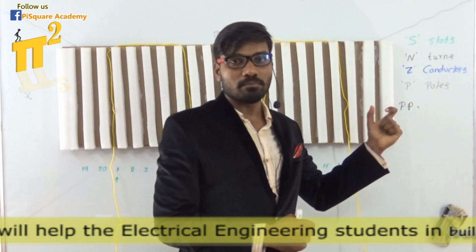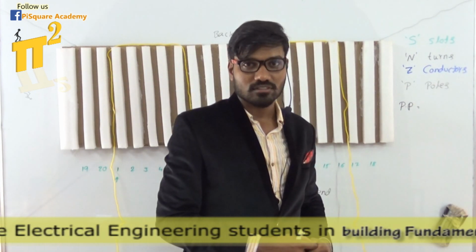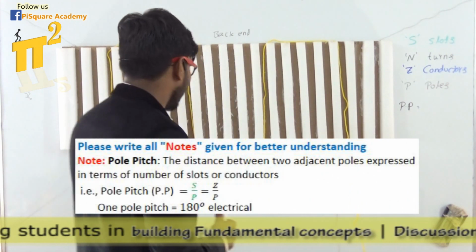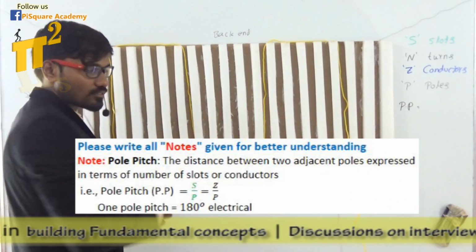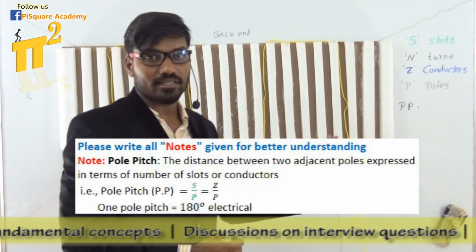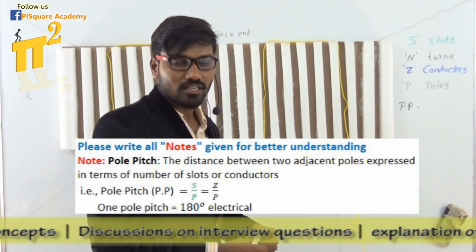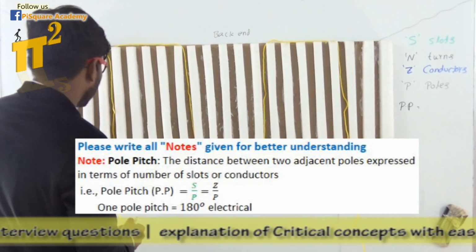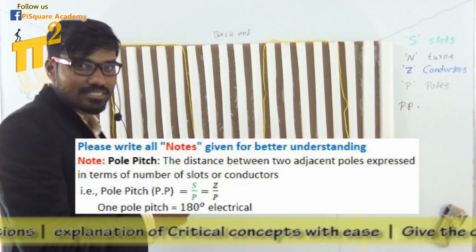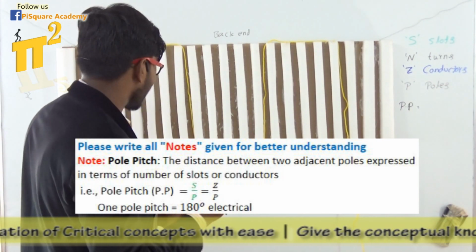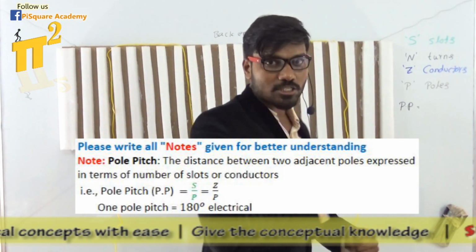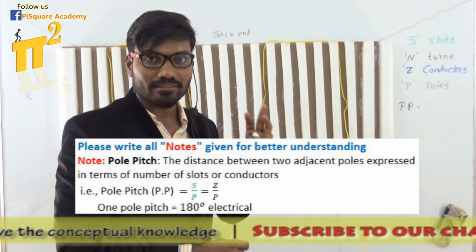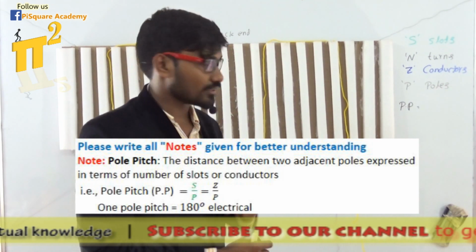But here, how do you measure the distance between 2 consecutive poles? Do you measure in terms of kilometers or meters or centimeters? No, we measure in terms of number of slots, or maybe number of conductors. People may use anything. So how is measuring in number of slots different from number of conductors? Anyway, we'll discuss that a little later. What I'm saying is, pole pitch is the distance between 2 consecutive poles. That can be measured either in terms of number of slots or number of conductors.